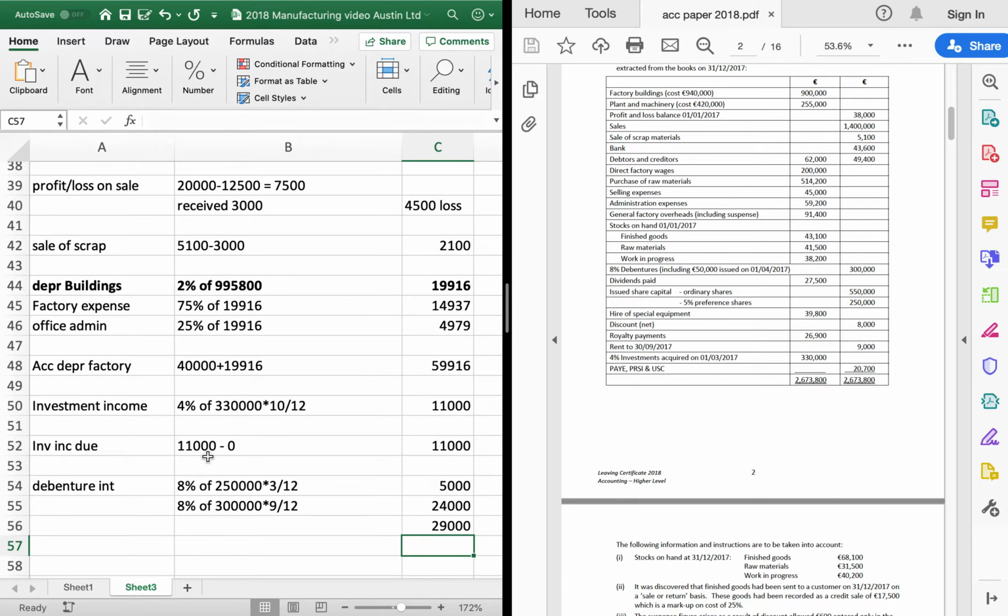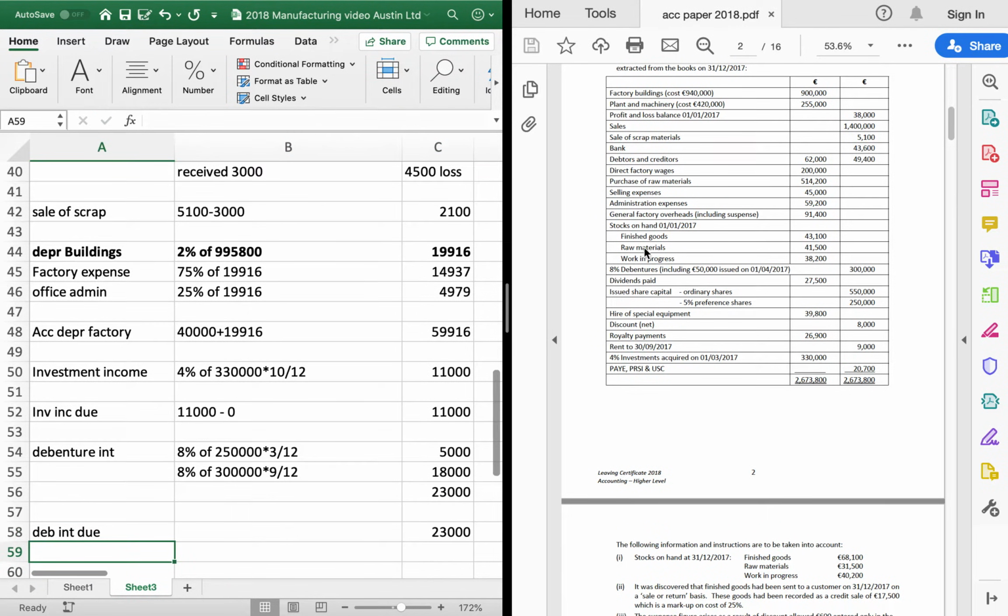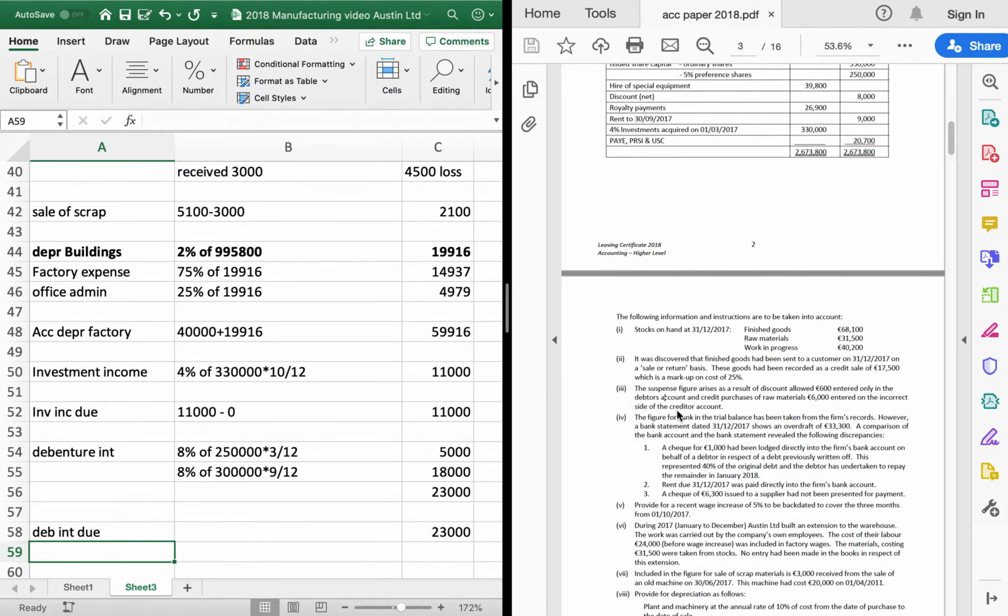So let's make sure I have that right. So I never multiplied that by 9/12. So that is 23,000. Okay, there doesn't appear to be any paid, so the debenture interest due is also 23,000. If I come across it later when I'm putting them in, obviously we'll adjust that.